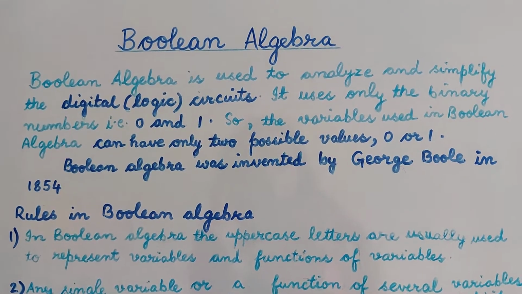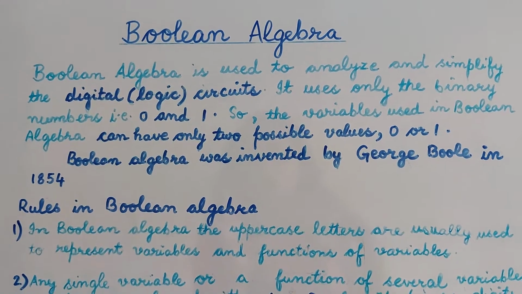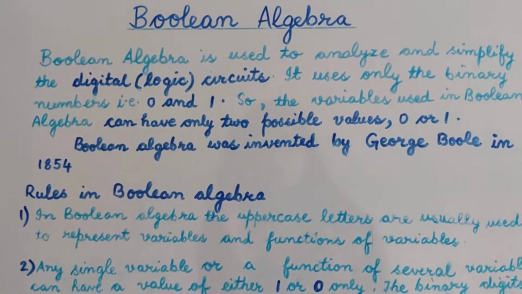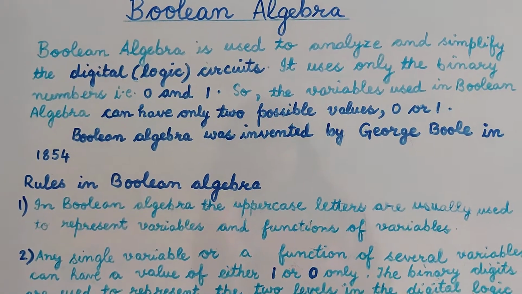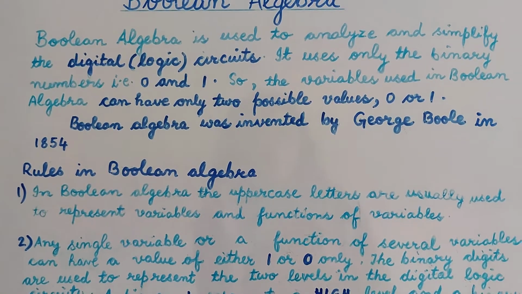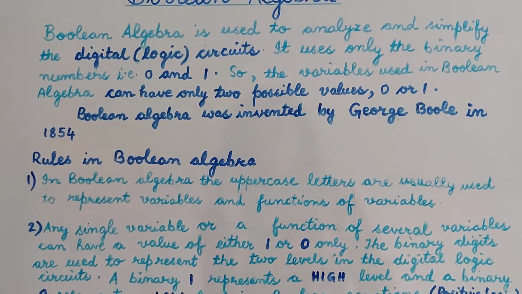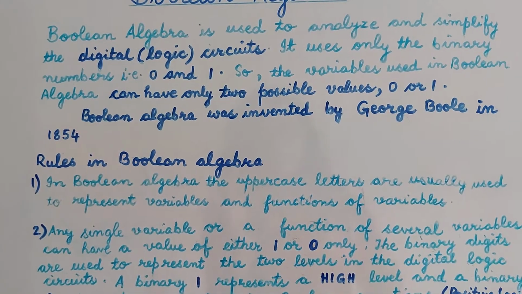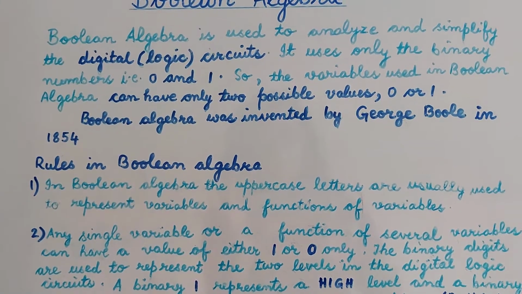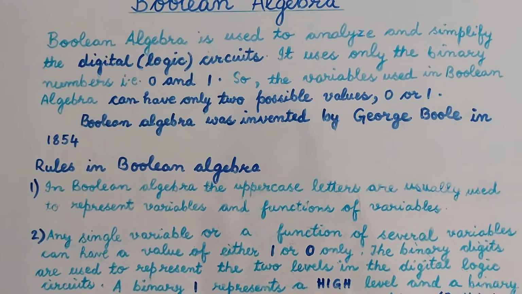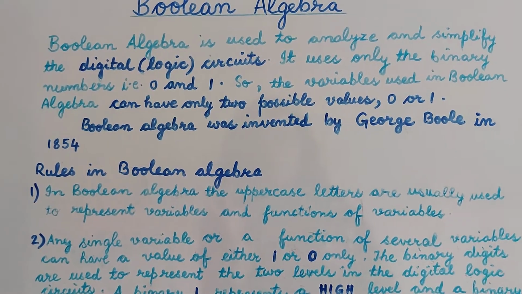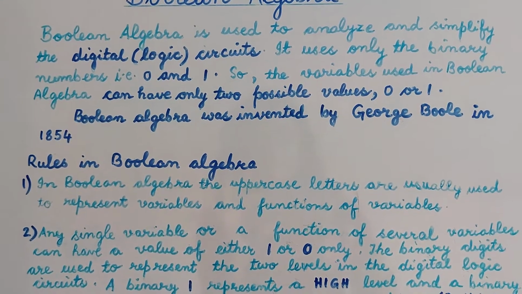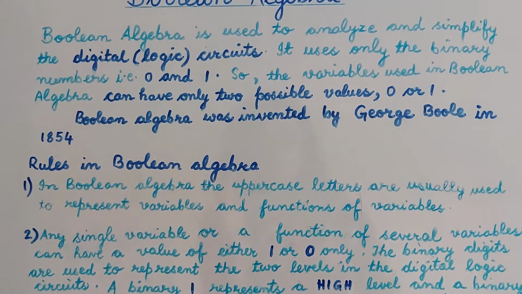This algebra was invented by George Boole in 1854, and hence its name Boolean Algebra after the name of its inventor. There are several rules in Boolean Algebra which we will discuss one by one. The first rule in Boolean Algebra is regarding the representation of the variables or the functions of the variables. In Boolean Algebra, we make use of uppercase letters for representing any variable or functions of variables.